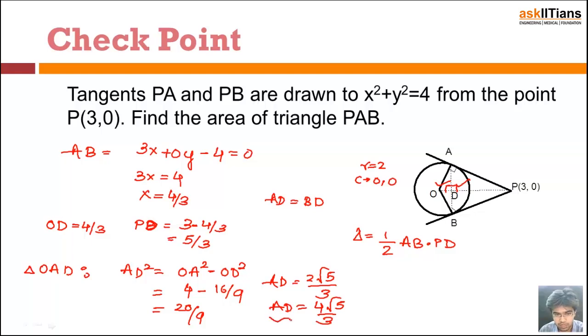We have the value of AB, we have the value of PD. Area of triangle will be AB, that is 4 root 5 by 3, into PD, that is 5 by 3, times half. So the answer is 10 root 5 by 9. This is the area of the triangle.